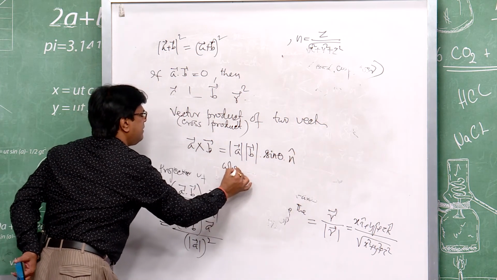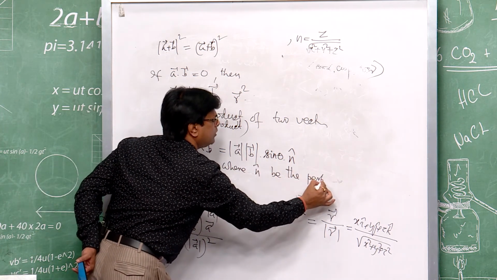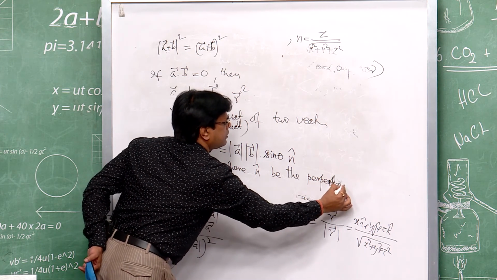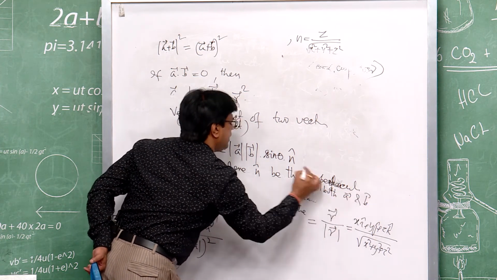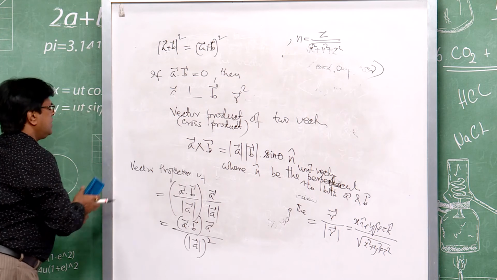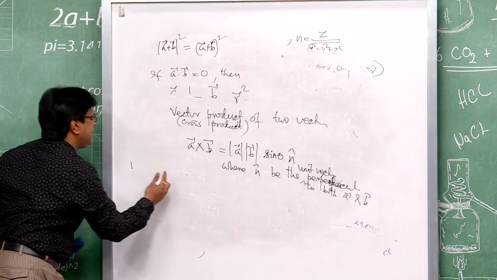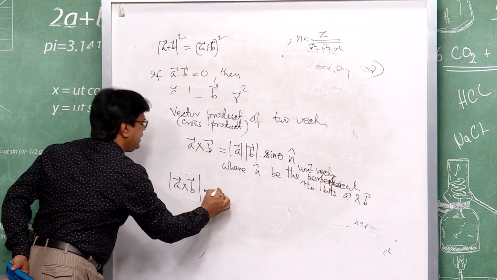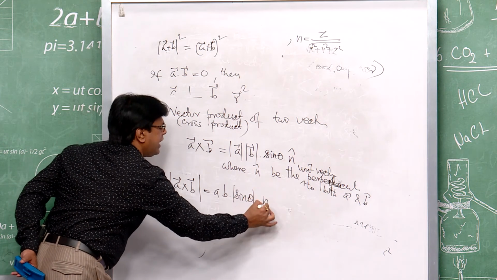Where n cap is the unit vector perpendicular to both A and B. So, in this case, suppose we take the magnitude of this A cross B, then this is your A, this is your B, sin theta magnitude into n cap magnitude.